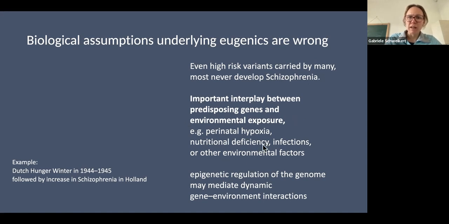There's an important interplay between predisposing genes and environmental exposure. And the epigenetic regulation of the genome may mediate dynamic gene-environment interactions. None of that has been taken into account in that context. A very important example is also the Dutch hunger winter in 1944-1945, which led to a marked increase in schizophrenia in Holland. Now, again, causality is very difficult to establish, but certainly a purely genetic approach is doomed to fail.